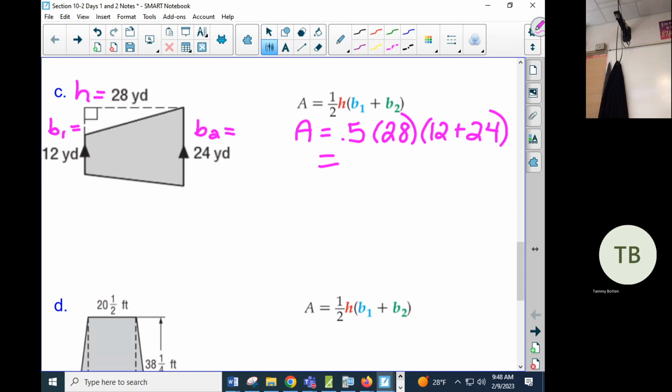So when you do that, again, you could add those two together and get 36. Or you could type it into your calculator exactly how it looks up here with parentheses. And I got, is it 50.4 or 504?